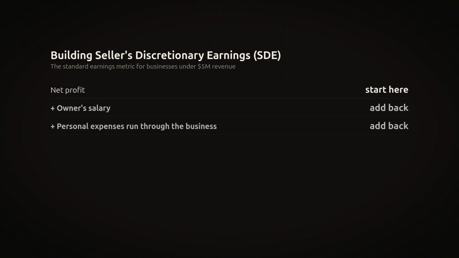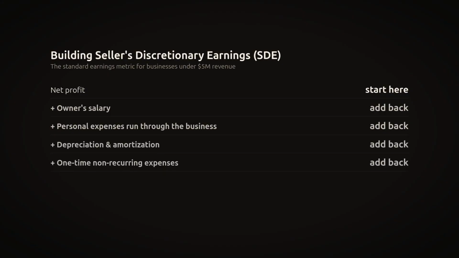Seller's discretionary earnings, SDE, is the standard earnings metric for businesses under $5 million in revenue. SDE starts with net profit and adds back the owner's salary, personal expenses run through the business, depreciation, amortization, and one-time non-recurring expenses. It represents the total economic benefit to a single owner-operator.